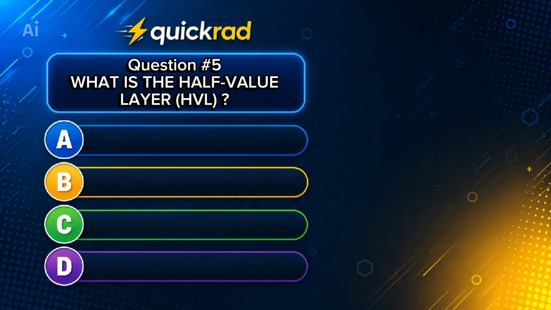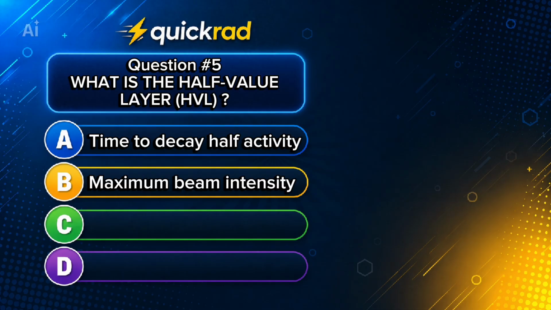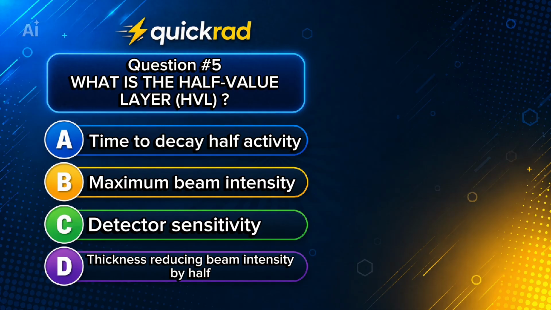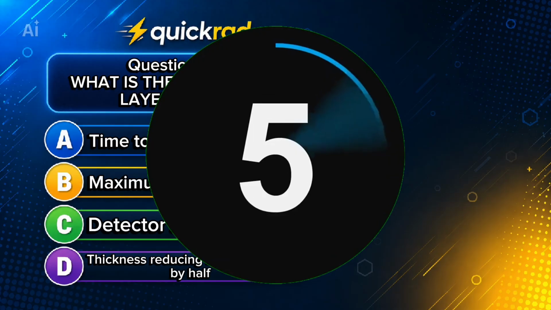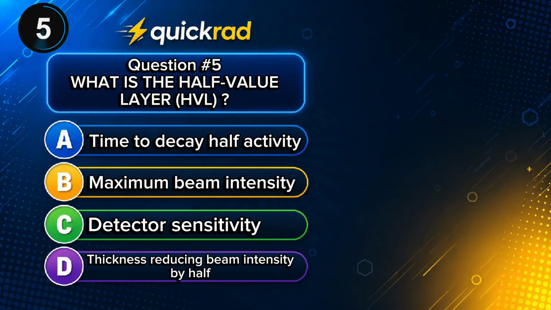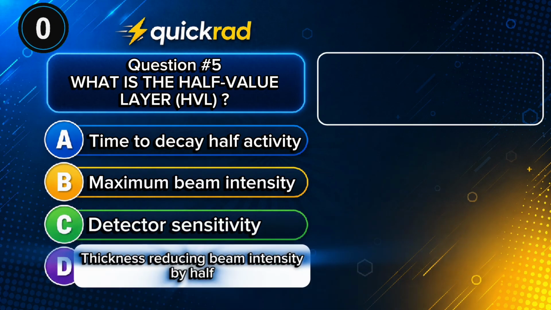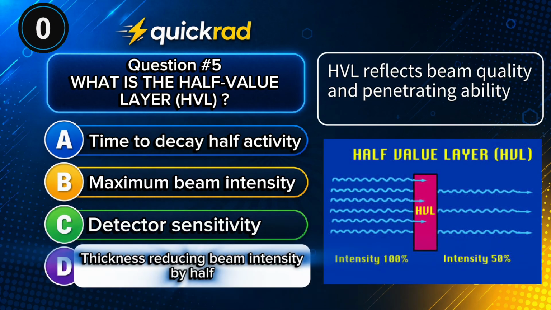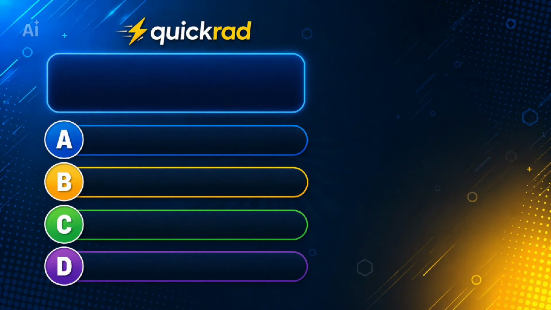Question 5. What is the half-value layer, or HVL? Correct answer, D. Thickness reducing beam intensity by half. HVL reflects beam quality and penetrating ability.